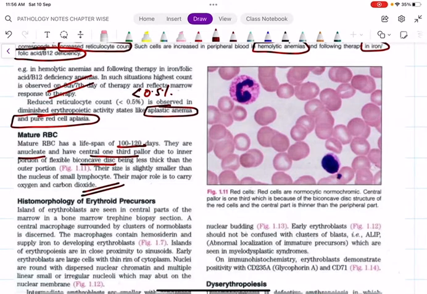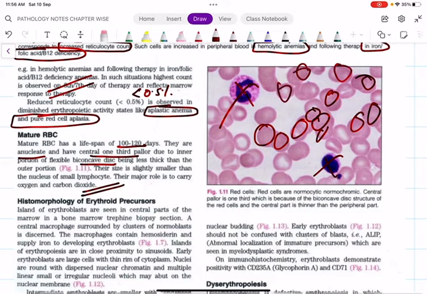See, this is how you can see the mature RBC. Don't mistake these for RBCs. Okay, they are neutrophils, they are the myeloid precursors. So these are mature RBCs. You should be able to identify all these.